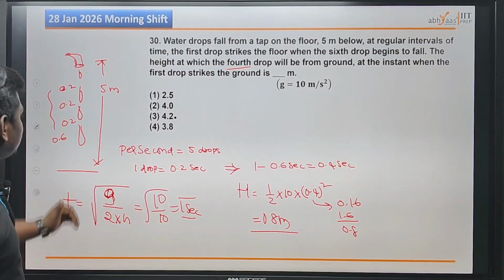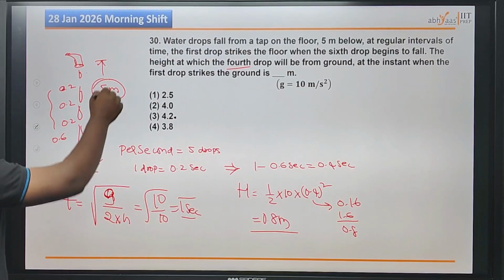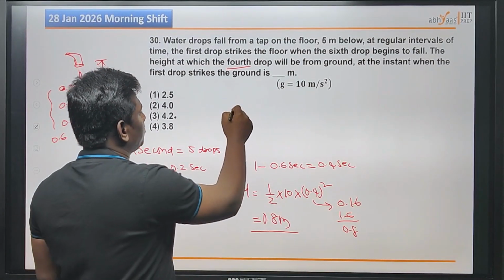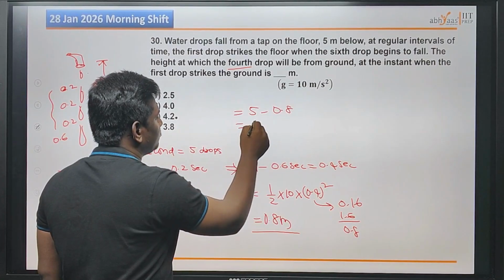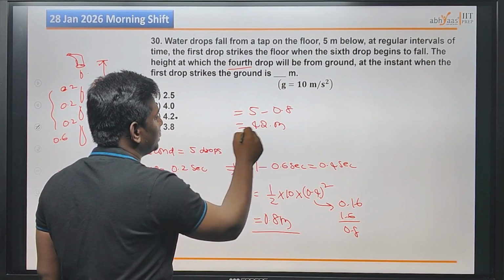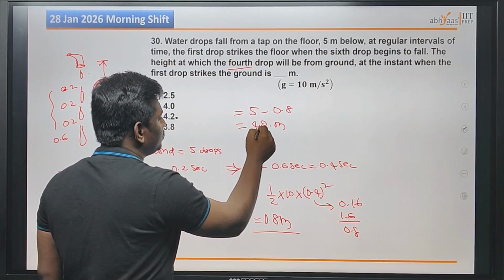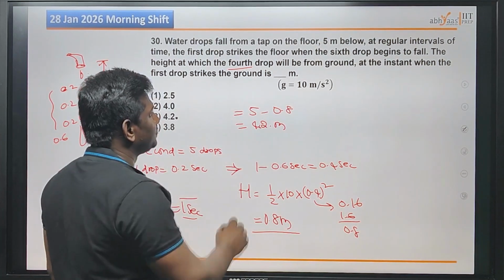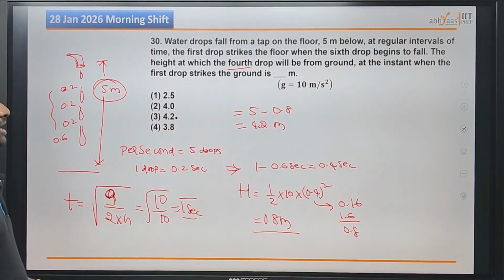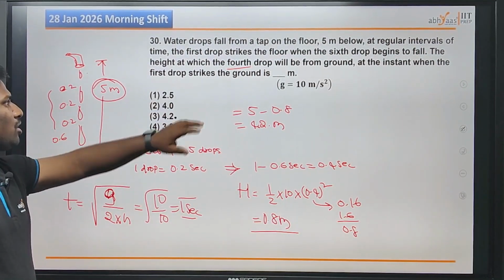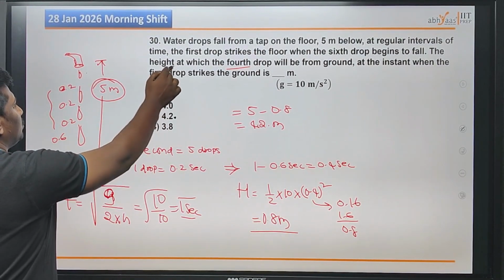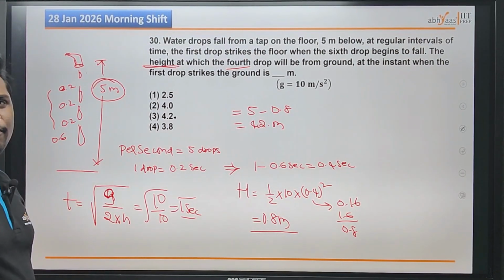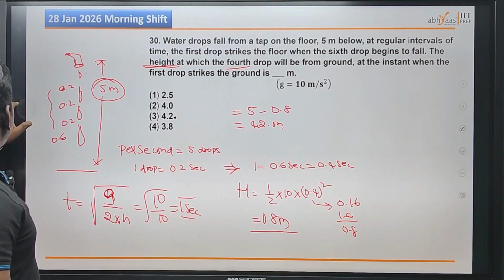So what is the actual height? That is 5 meter. If you subtract 5 minus 0.8, that is nothing but 4.2 meter. This is the height at that instant when the first drop strikes the ground. So height is nothing but 4.2 meter. Next question.